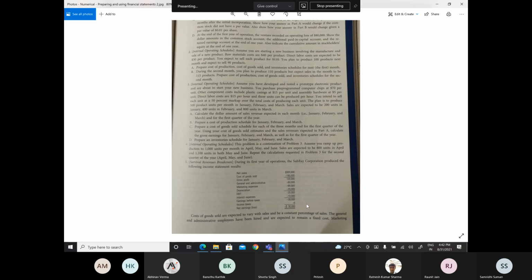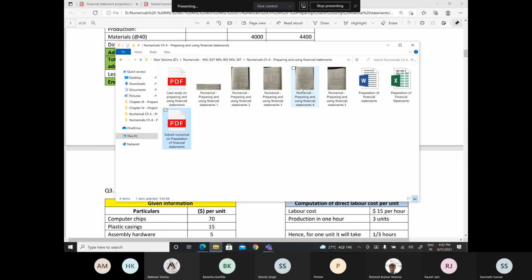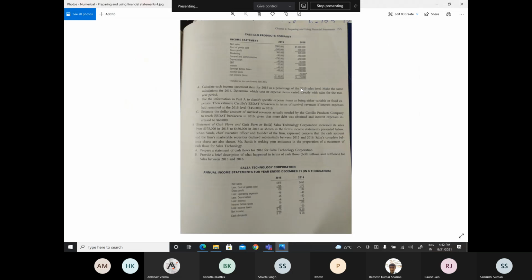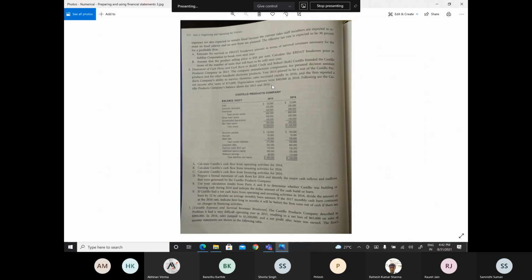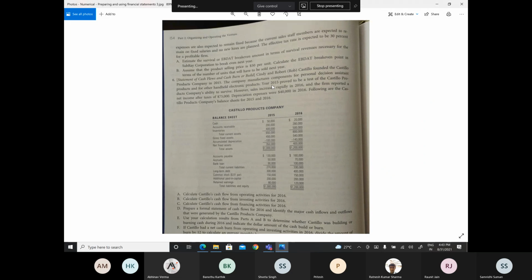Okay, then some part of this question is on the next page, so I'm going to take you there. Just a second. Okay, no, I think this is earlier. Yeah. Okay. Then these expenses are also expected to remain fixed because the current sales staff members are expected to remain on fixed salaries and no new hires are being planned.